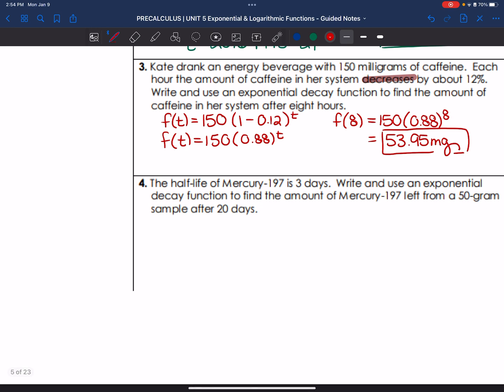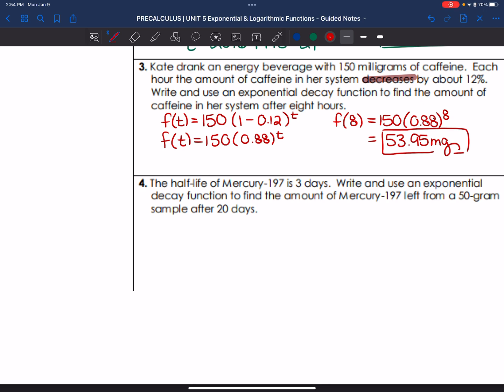Now, number 4: the half-life of mercury 197 is 3 days. What we want to do is write and use an exponential decay function to find the amount of mercury left from a 50-gram sample after 20 days. Ladies and gentlemen, is this exponential growth or is this decay? What are we looking at here? This is exponential decay because, well, it says it straight away there, right?